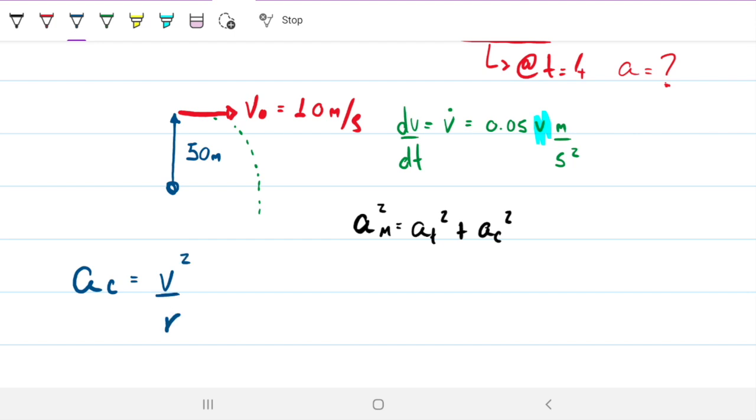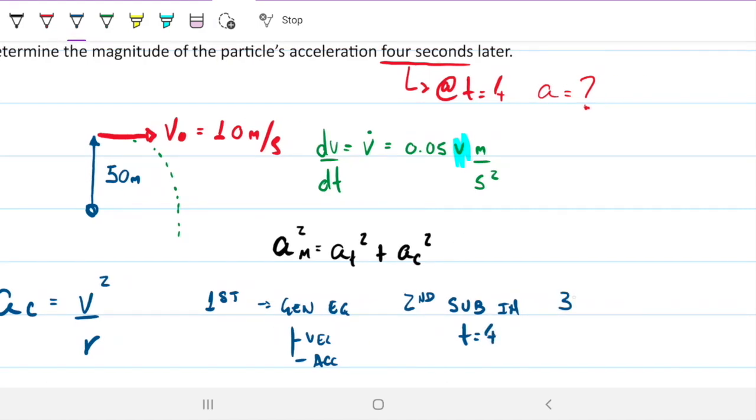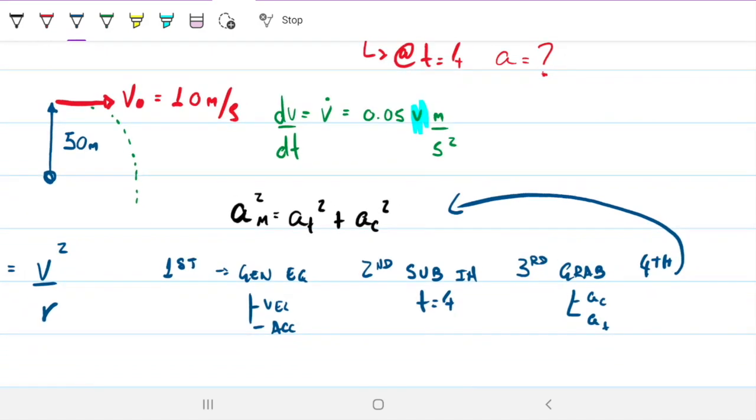So our game plan to be able to solve this question is, first, we find a general equation for both velocity and acceleration, preferably not in terms of the unknown. Then second, we sub in t for time equals 4. And then third, grab AC and AT, and with that fourth, we use that equation there to find what is the total acceleration. All right, cool. So let's start.